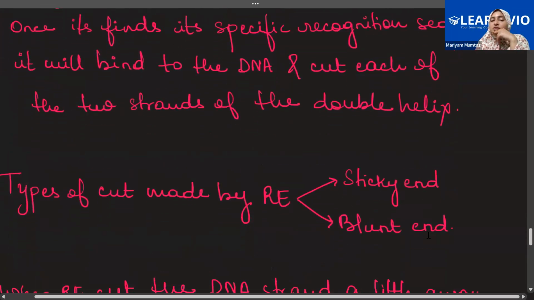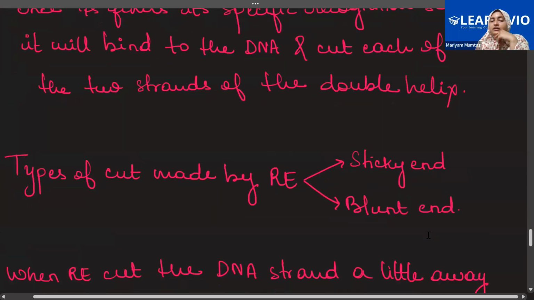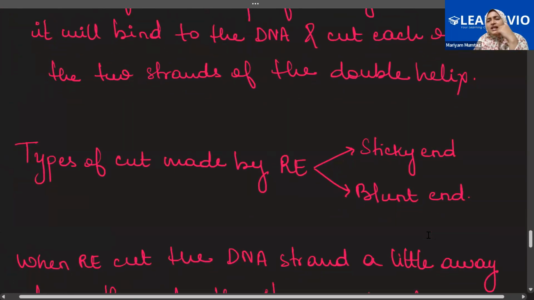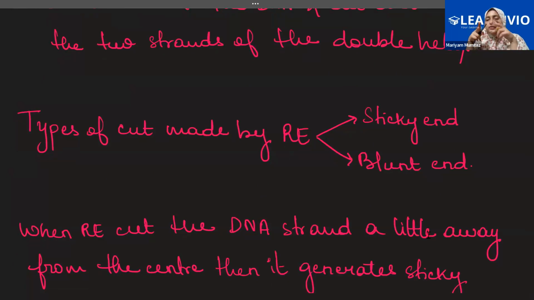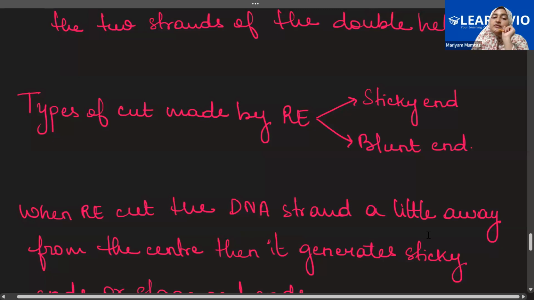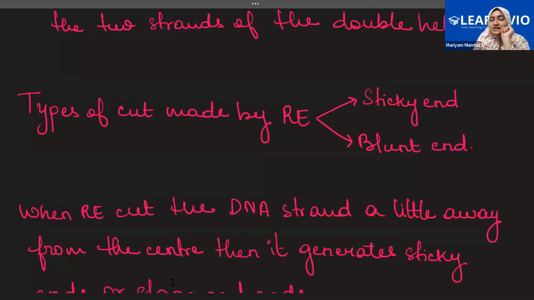Now, there are 2 types of cuts that are made by the restriction enzyme. Just like if you cut paper very nicely and precisely, you'll have straight paper, but if you cut it in a haphazard way, then you will have a very useless kind of paper cut. So here, the types of cut made by the restriction enzymes are sticky end and blunt end.